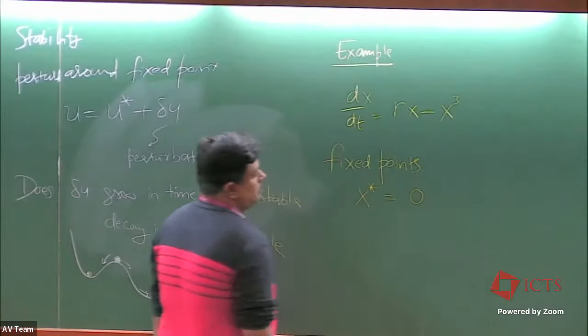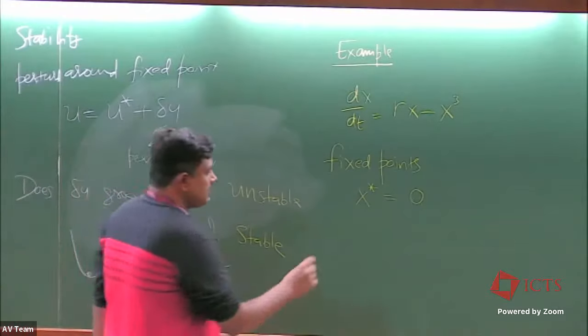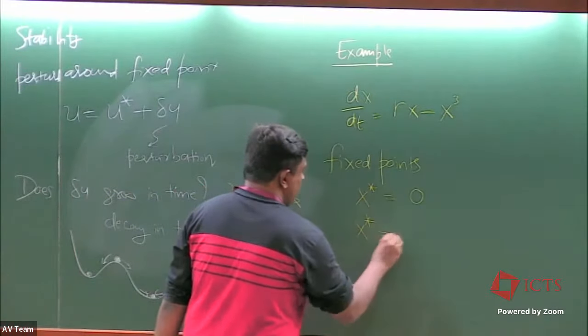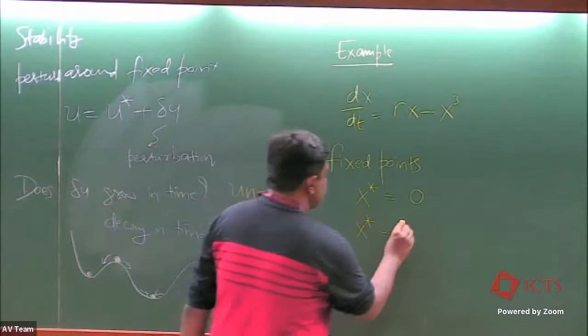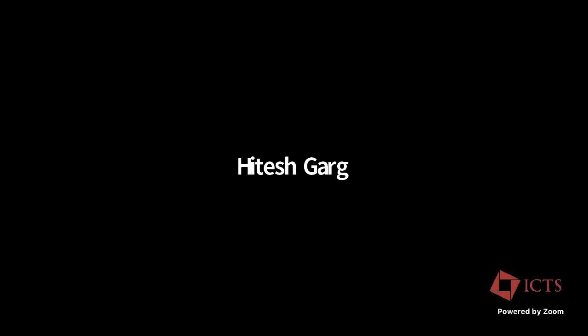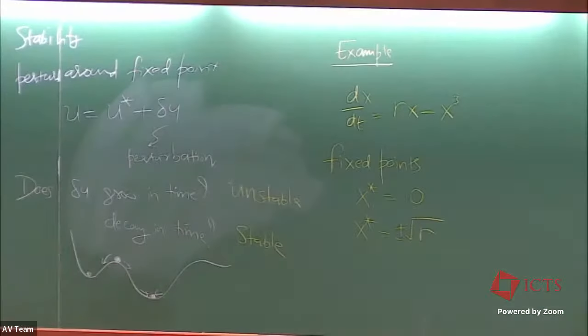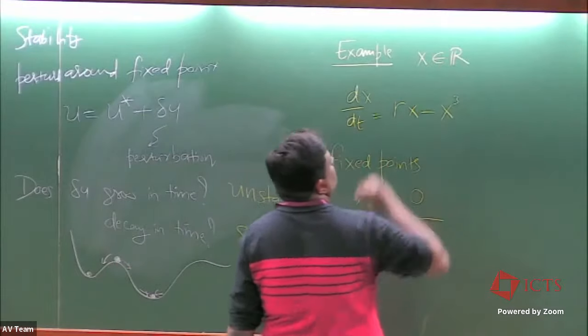So there is 0. Surely that always satisfies that. Anything else? Plus or minus square root of r. Okay. I want to restrict my x to be a real number.